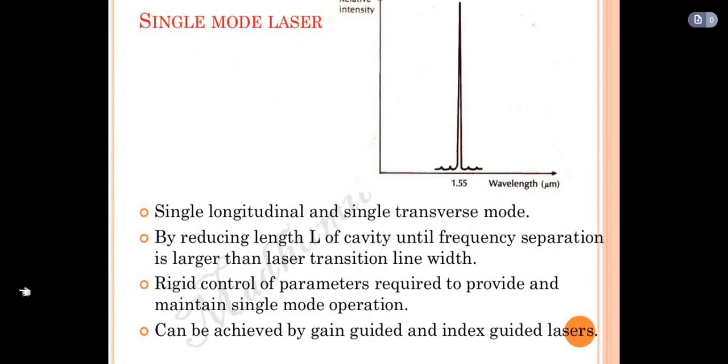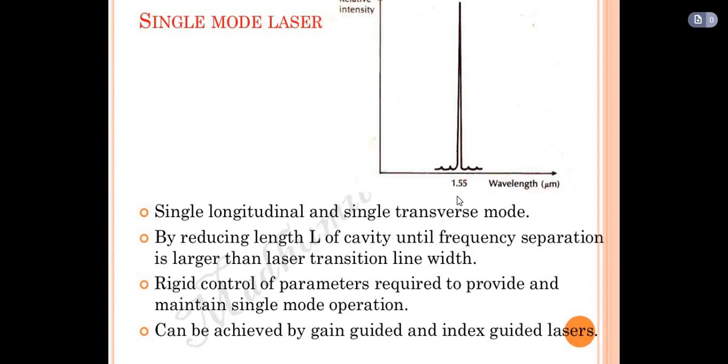So students, for the single mode laser, what we just saw is about the single longitudinal and single transverse mode. Both we need to understand, no? So how do we achieve that? By reducing the length of the cavity until the frequency separation is larger and the laser transition line width is smaller. Whatever rigid control is required for that particular parameter must be provided to maintain single mode operation. So the main thing to be achieved by gain guided and index guided lasers is the relative intensity and the wavelength in micrometers.